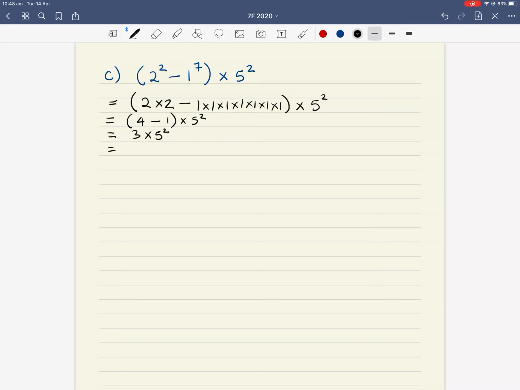Okay, so what are we up to? So 3 times 5 squared. So 5 squared means 5 times 5. So 3 times 5 is 15. 15 times 5 is 75. So make sure you apply BOMDAS.